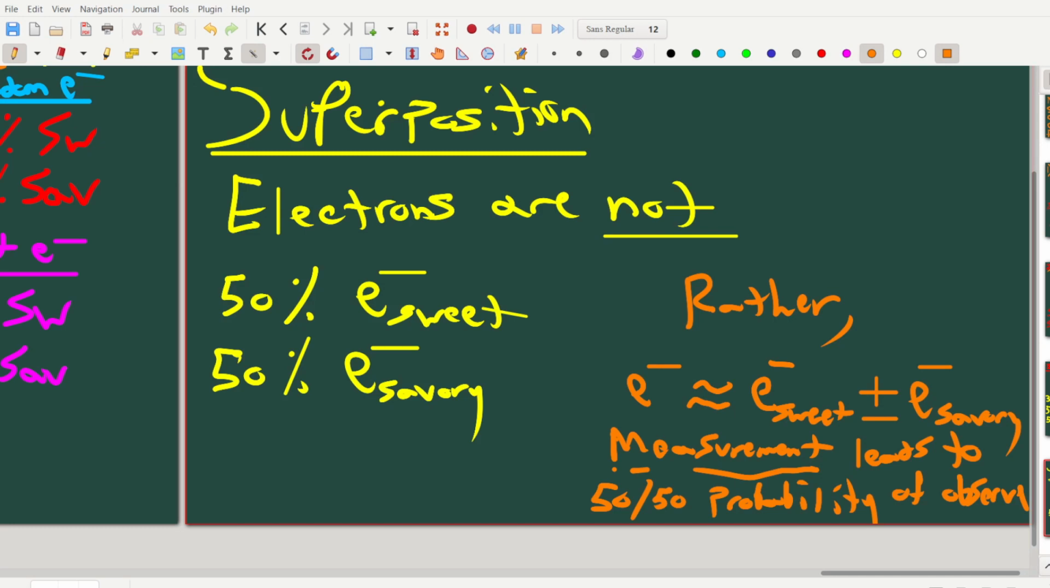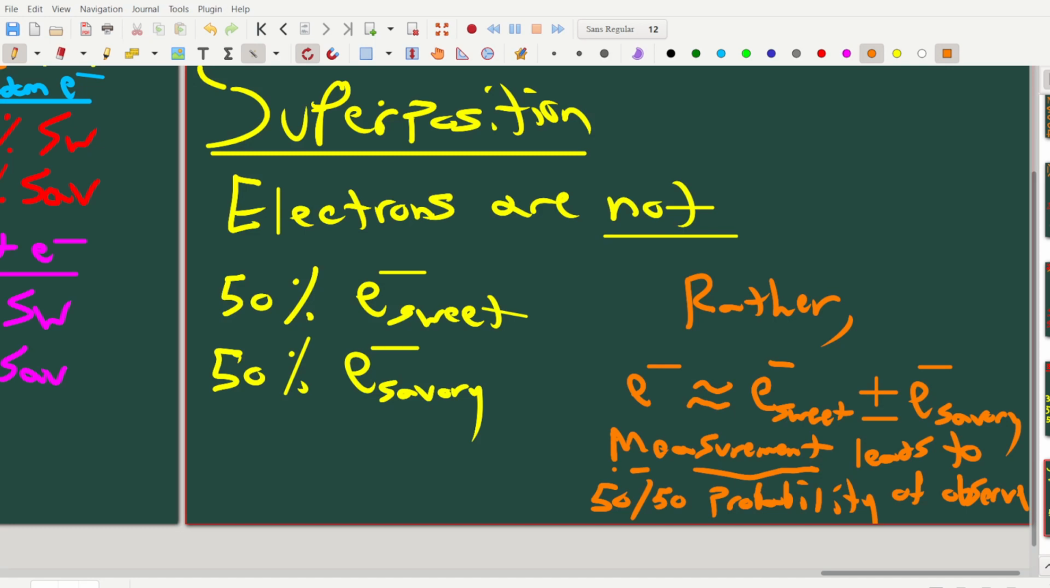Okay, so chemically, classically, where we got all the wrong answers here is that we have a thermodynamic mixture of sweet and savory, 50-50. That's not what it is. All electrons, before we measure them, are both sweet and savory simultaneously. They can be plus savory or minus savory. Don't worry about the plus or minus. You can just take positive and negative contributions. We'll talk about that. It's very important, but not important right now. You can either add them or subtract them, however you want to do it.